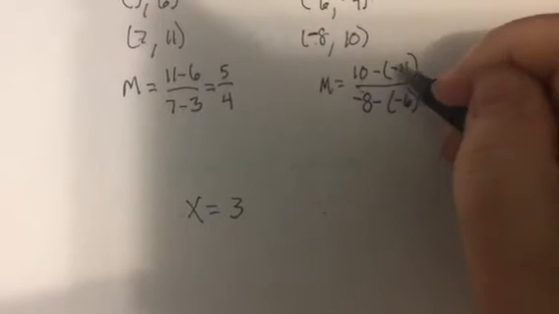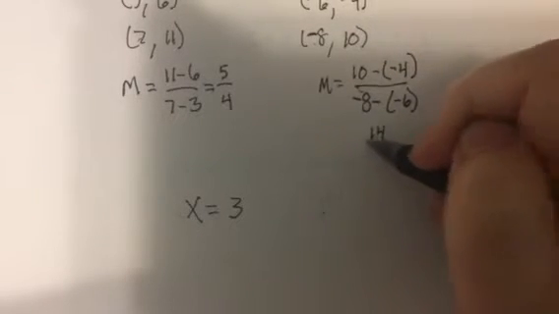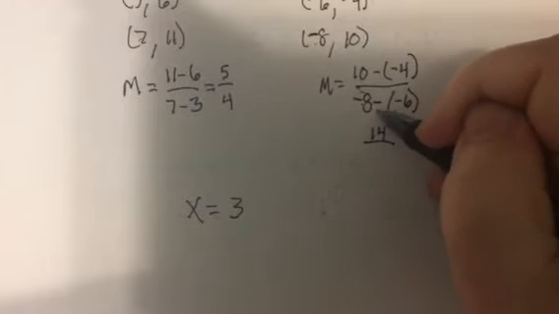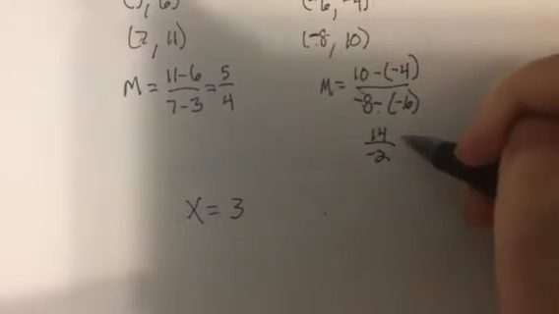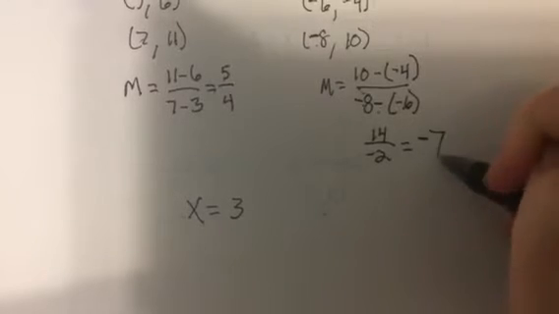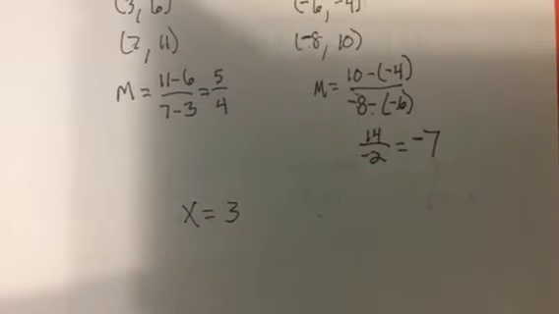So 10 minus a negative 4 would be 14. And negative 8 minus a negative 6 would be negative 8 plus 6, which is negative 2. We can reduce that to negative 7, whatever that means.